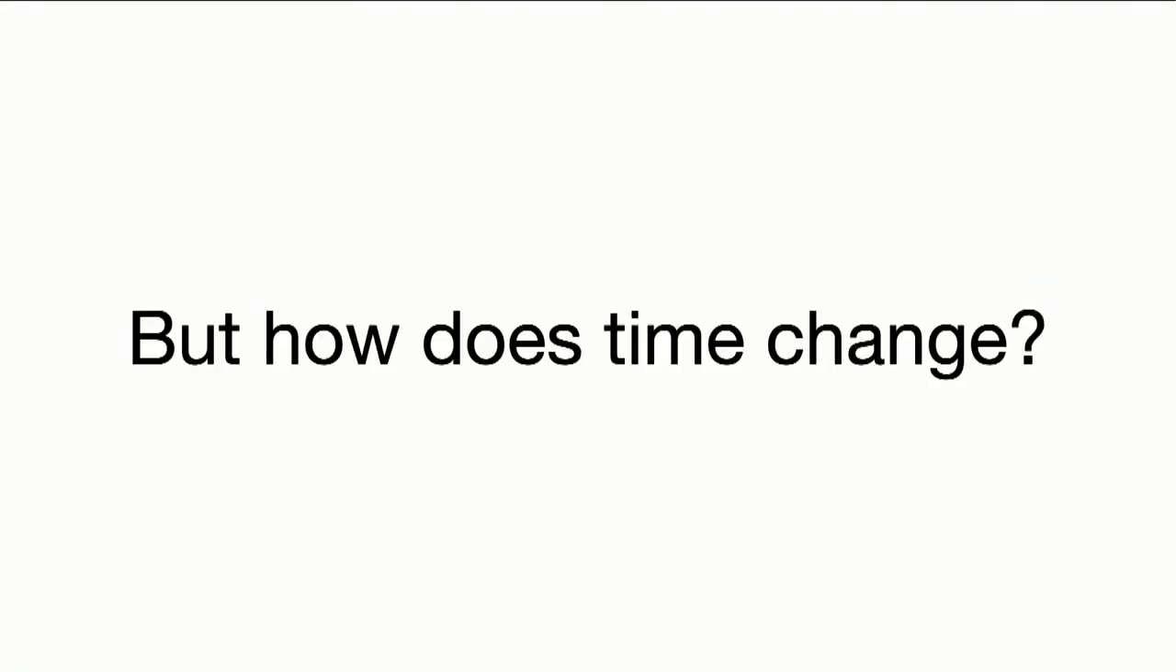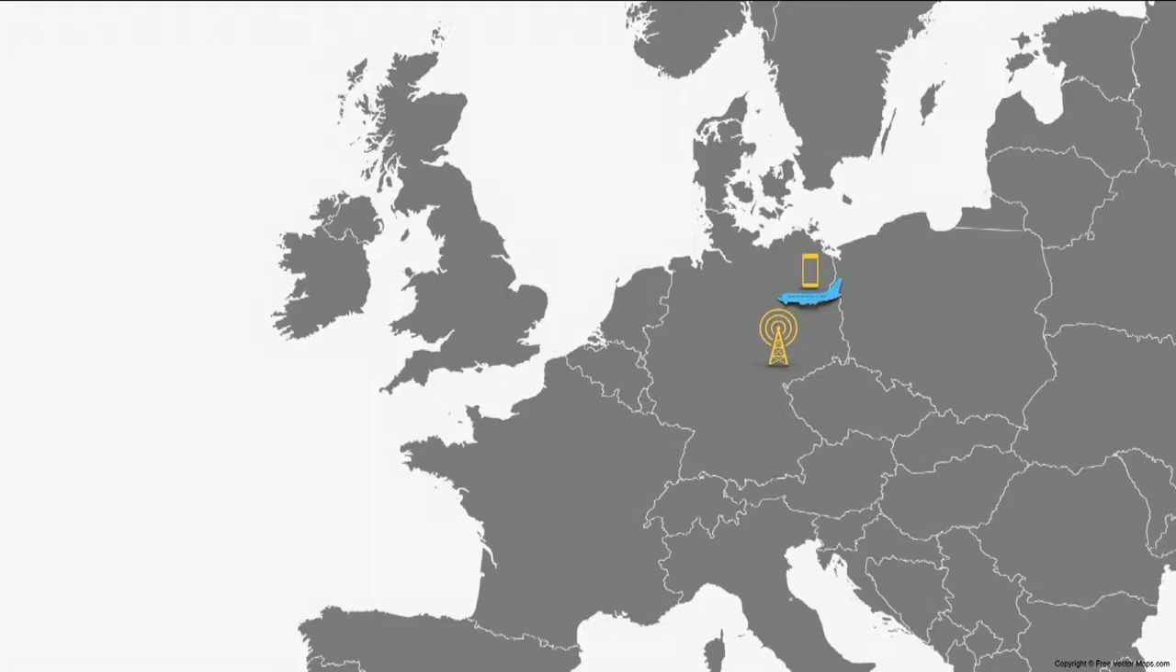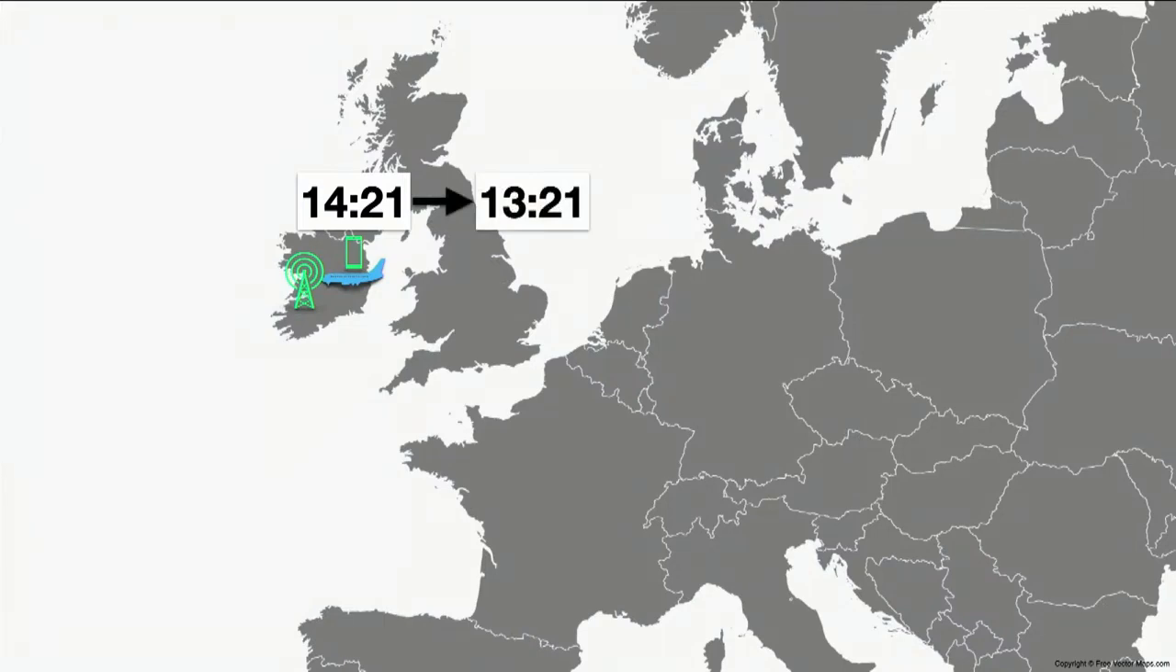But the question now is, how does our time change actually? Therefore, let's think about flying, for example, from Germany to Ireland. In Germany, my phone is connected to a cell tower. And if we then fly to Ireland, we're going to connect to a new cell tower. And our system time gets updated because we are crossing a time zone. In this case, for example, from 1421 to 1321.